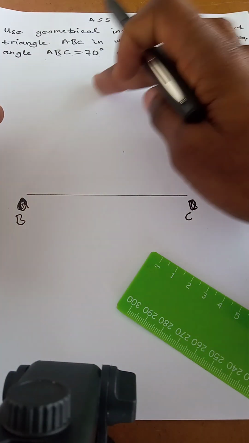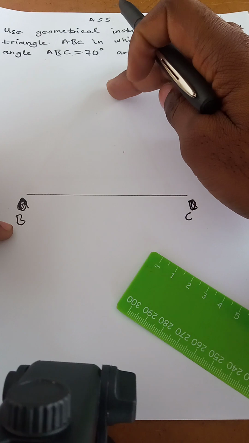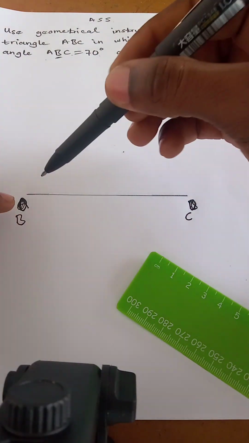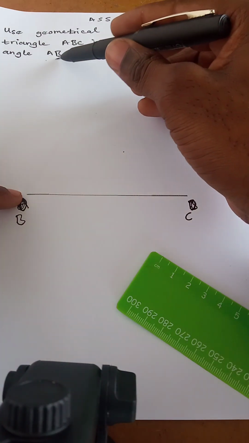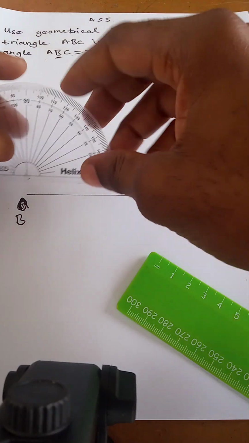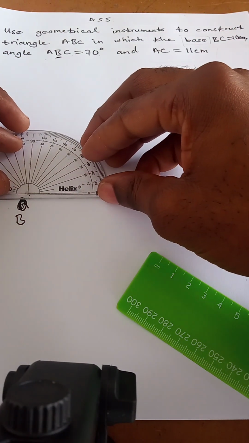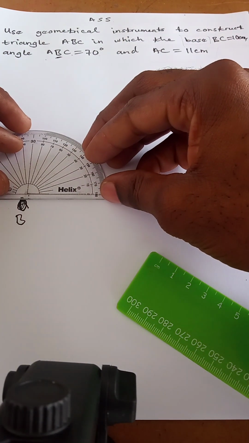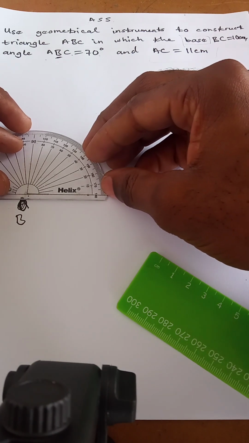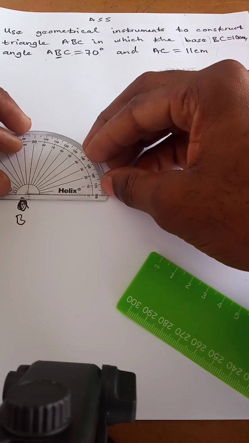So A is somewhere on top there. This is your B, this is your C. So that means the angle we are dealing with is B. The angle is always the middle letter. So this angle here should be 70 degrees.